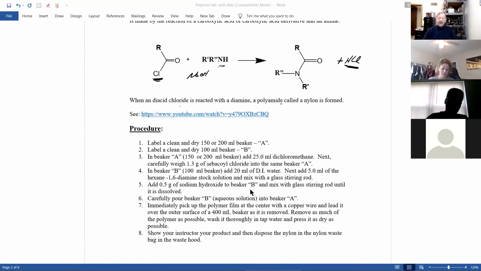But anyways, you have this amount of water with the hexane diamine, and then you add a little sodium hydroxide. And notice how he tipped the beaker with the acid chloride and carefully poured it down the side of beaker B. And then one like this.